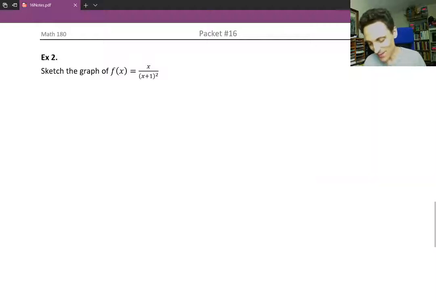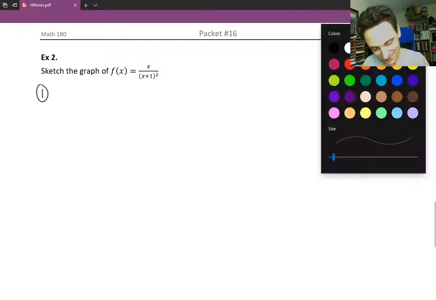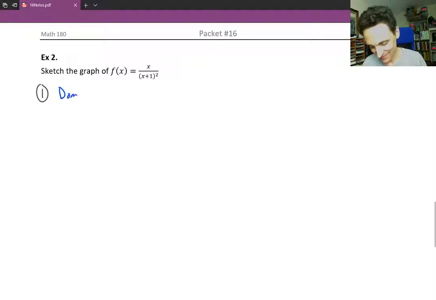First, let's look at the domain of the function. Let me put my fork away.